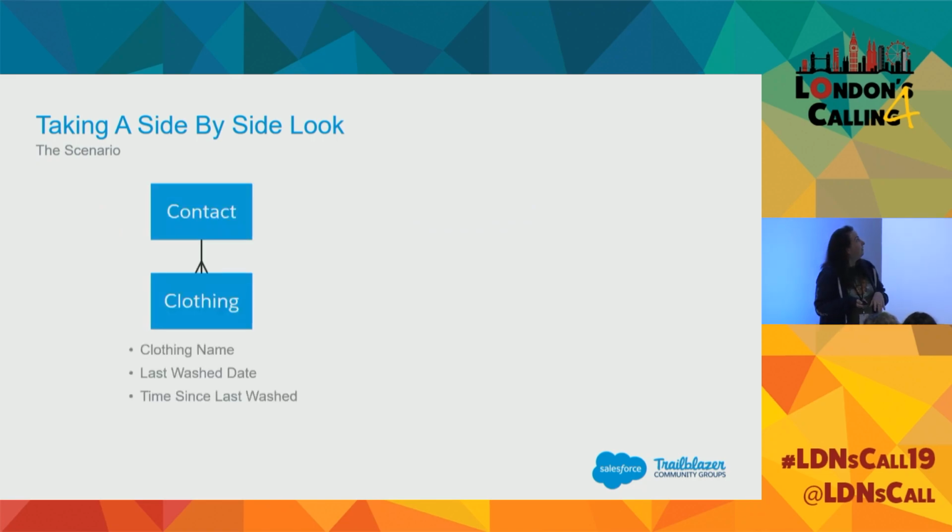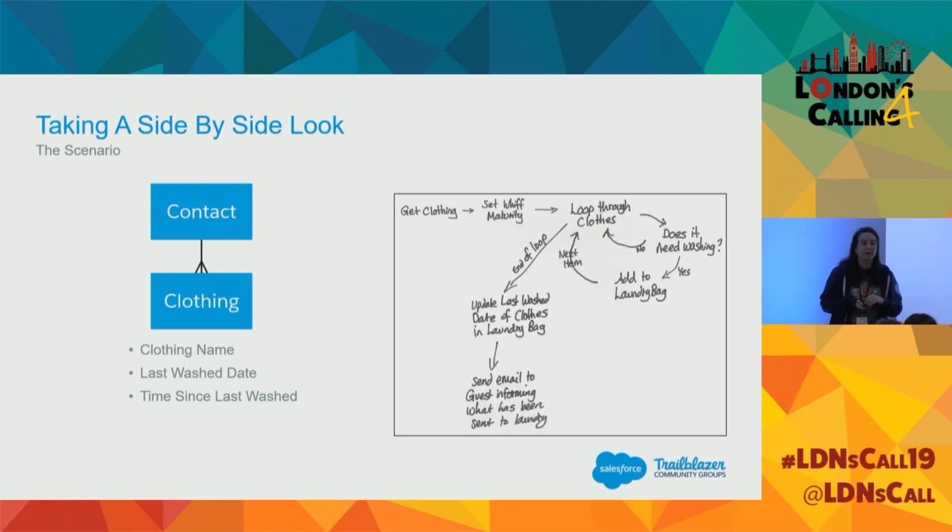So Albert has built an object called clothing that contains the name of the clothing, the last wash date, and therefore it can work out the time since the clothing was last washed. And what he wants to do is create a flow that pulls all the clothing items in, looks at them all in a loop, puts the dirty ones into a laundry bag, and then updates the last wash date on the record and tells the user what it's done. So that's basically the idea behind the flow that we're building out.